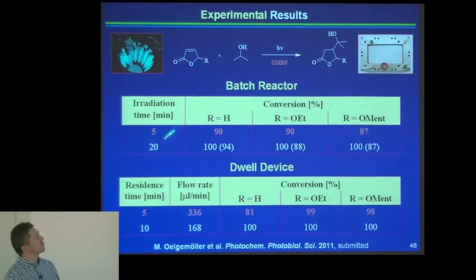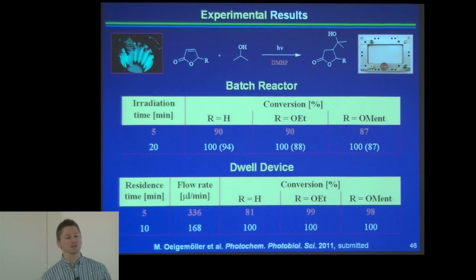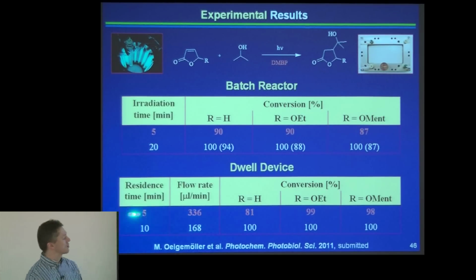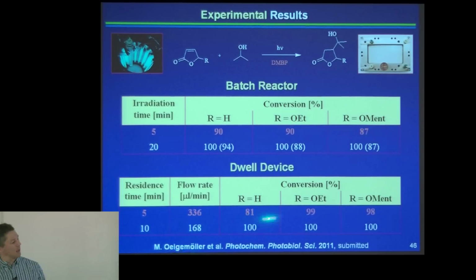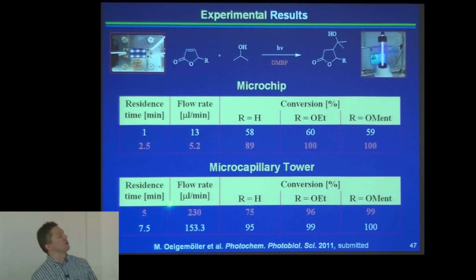And for the batch reactor, 5 and 20 minutes, so 90% yields for the three cases after 5 minutes. For the Drell device, 80, 99, so for the phenone itself, a bit lower. For the other ones, the ether-containing ones, the alkoxy-containing ones, a bit higher. But same, after the same time, not so much. Then the microchip, after 1 minute, already a good conversion. After 2.5 minutes, pretty much finished, again, except for the phenone case. And the microcapillary tower, 5 and 7.5 minutes.